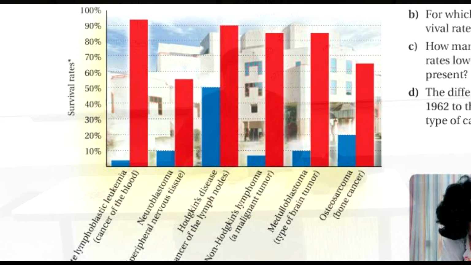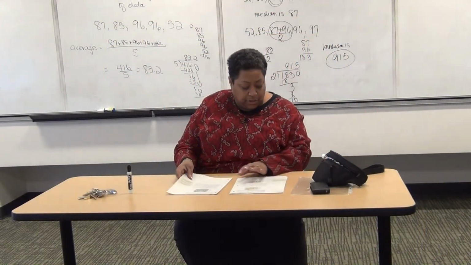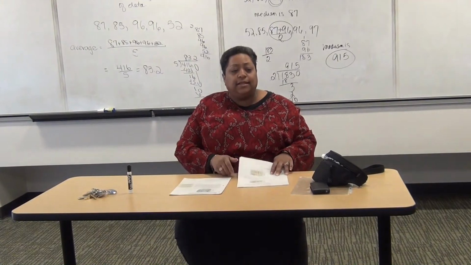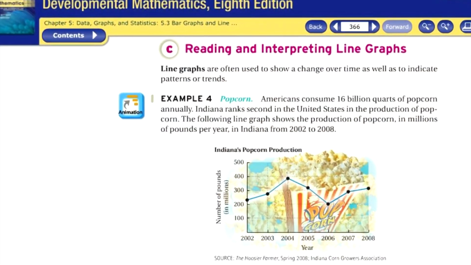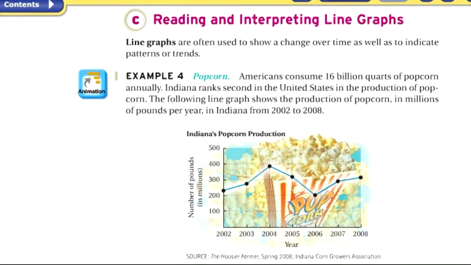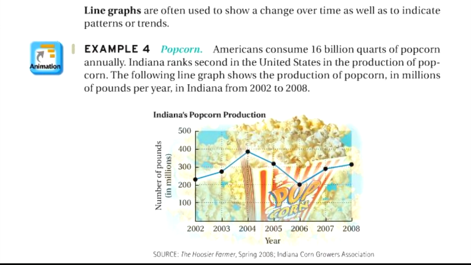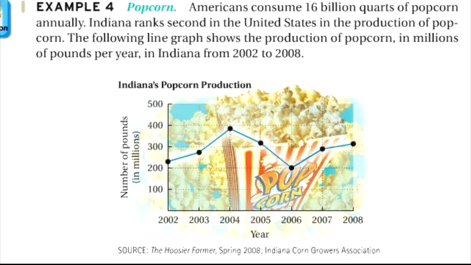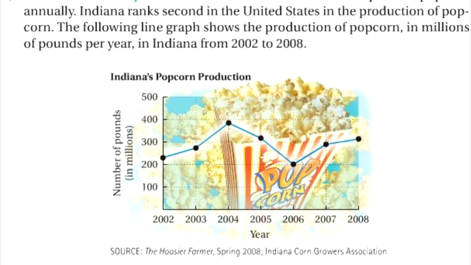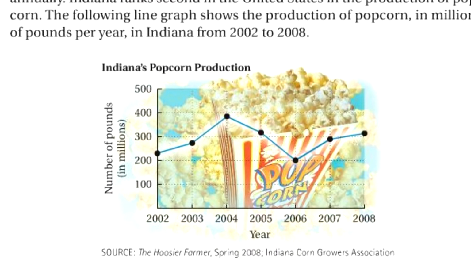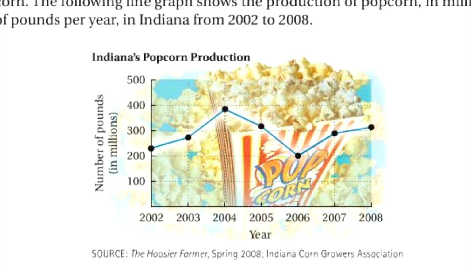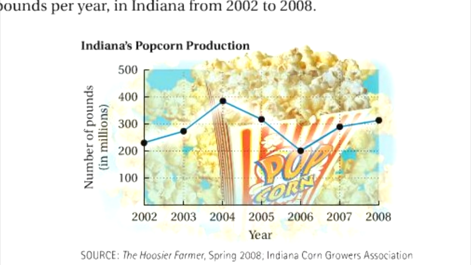All right, now, the next type of graph in this section, let's turn to page 366, is the line graph. The line graph. And if you notice, the line graph is represented by dots. And those dots are connected with lines. And this way you can see, this particular graph is on Indiana's popcorn production. Indiana's popcorn production from 2002 to 2008.